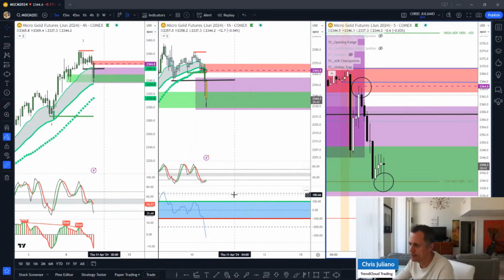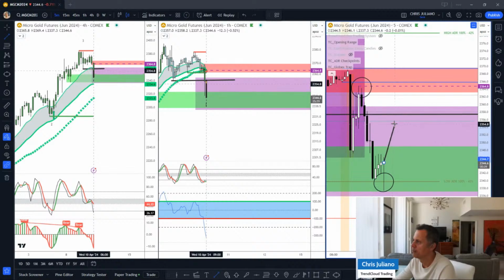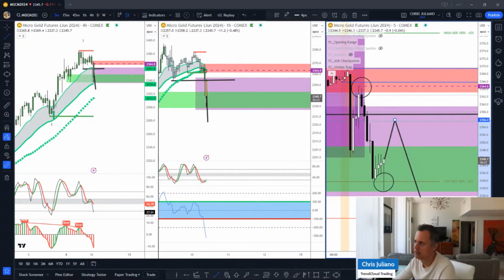So what's going to happen here? Will this be short-lived? Is it going to look something like this? Right? As long as this demand zone has momentum against it, it's dangerous to take. It's really dangerous to take.